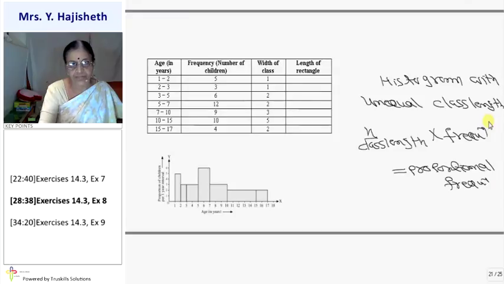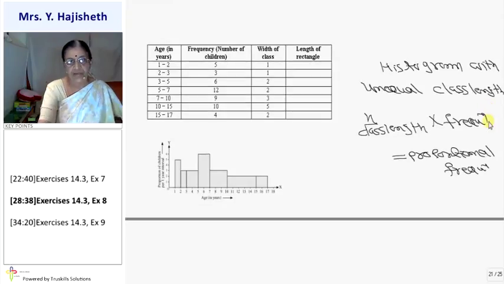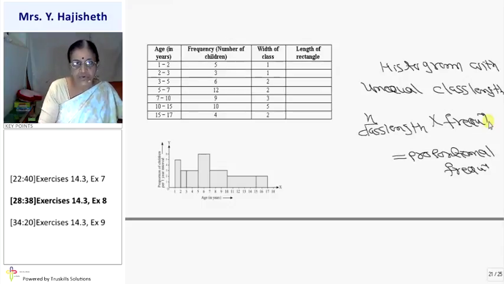I have to get the length of rectangle R1. The length of the rectangle is nothing but the proportional frequency. So what proportional frequency do we take for the first? 5 only, okay? 5. For the second, we take 3. For the third, 1/2 into 6, so again 3. Clear? For the fourth, again 1/2 into 12, so 6. Then for 7 to 10, 1/3 into 9, so again 3.